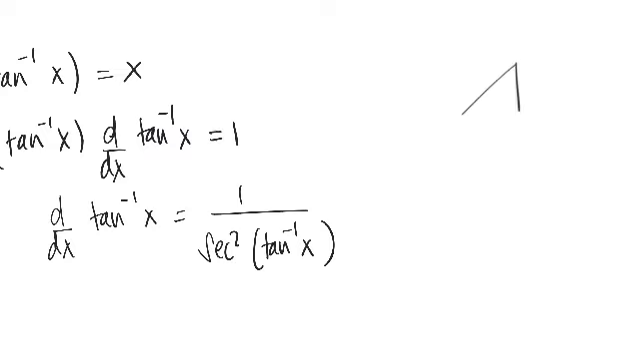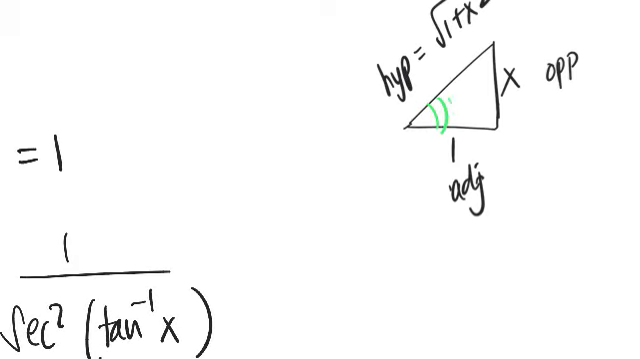We'll just draw a little triangle like before. We'll recognize that this green angle, if I'm saying the tangent is x, then that would be x and 1, for opposite and adjacent. Opposite over adjacent, that's tangent. And so the hypotenuse would be equal to the square root of 1 plus x squared. Okay, so in this triangle, this green angle would be tangent inverse of x. It's the angle whose tangent is x. So that angle is tan inverse of x.